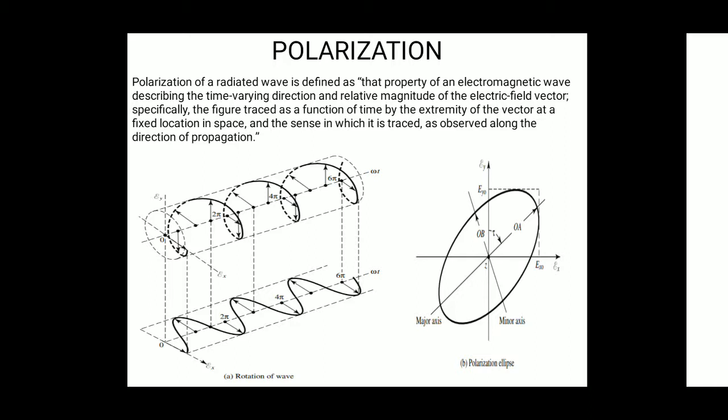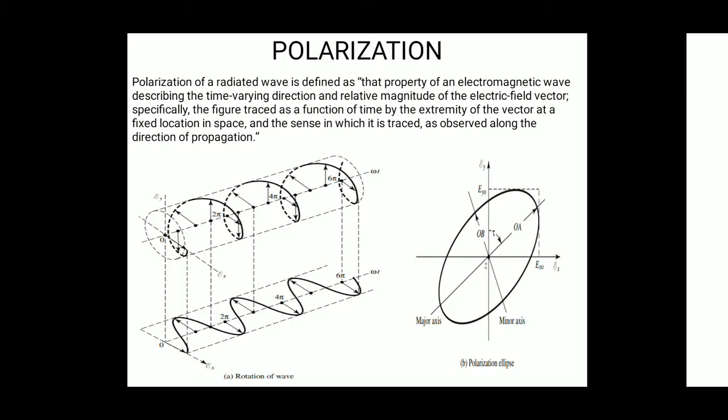Okay, today we discuss polarization. Polarization is an electromagnetic property. The concept of polarization is basically that it describes the orientation of the electric field, in the direction of propagation, with respect to time. It is the property of the electromagnetic wave describing the time-varying direction and relative magnitude of the electric field vector.